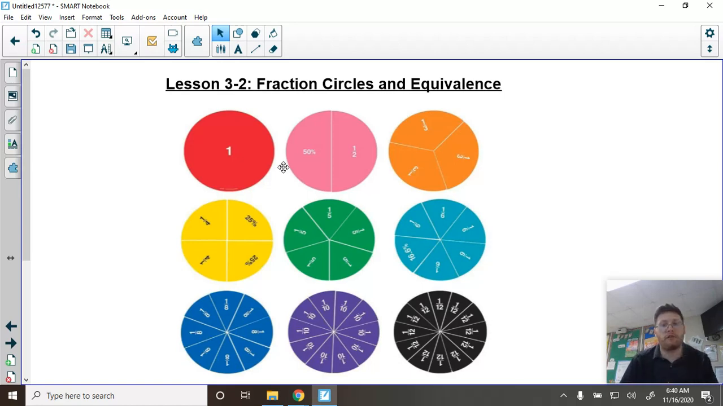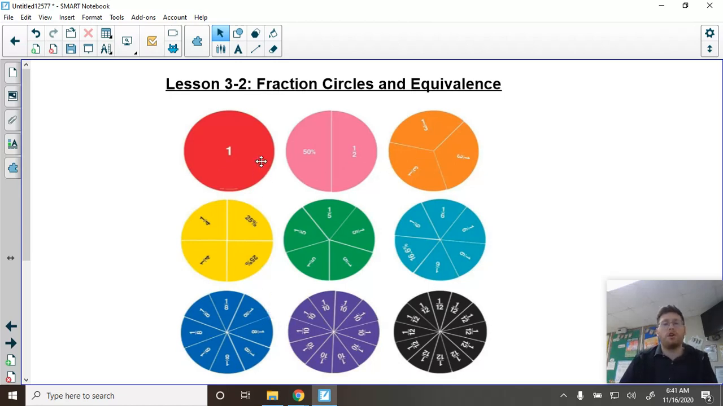So these are what the fraction circles look like. They're just broken into the different fractional parts. So we have one whole here, we have half, third, fourth, fifth, sixth, eighth, 10th, and 12th. Those are our common ones. We usually don't use sevenths and ninths and stuff like that, or 11ths. And so these are kind of our common ones that we will use for this lesson.